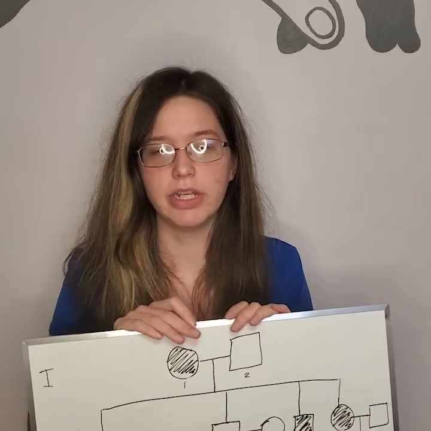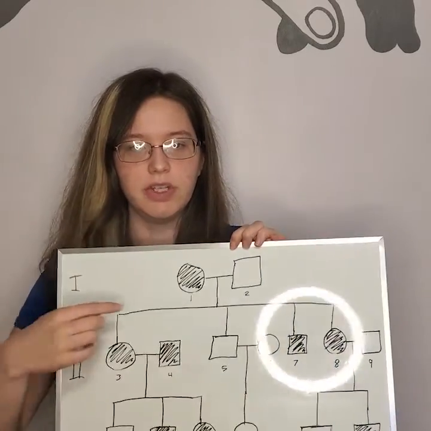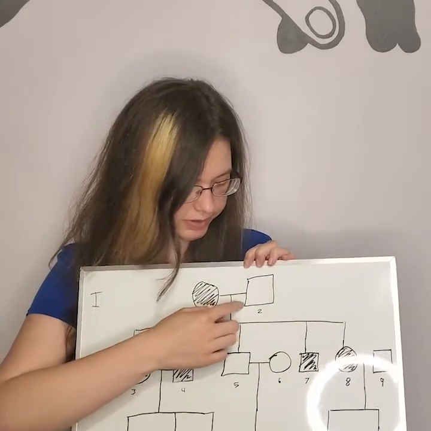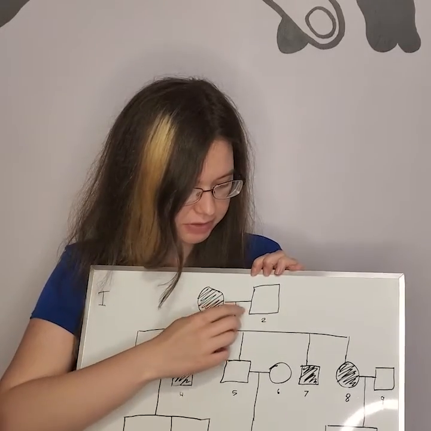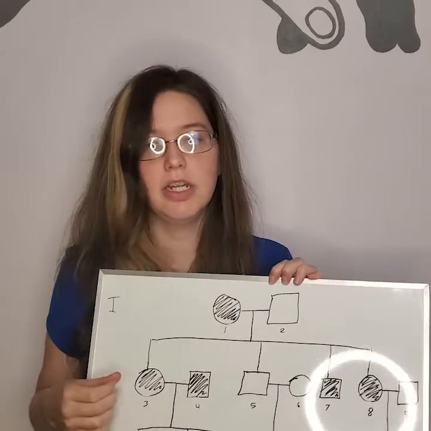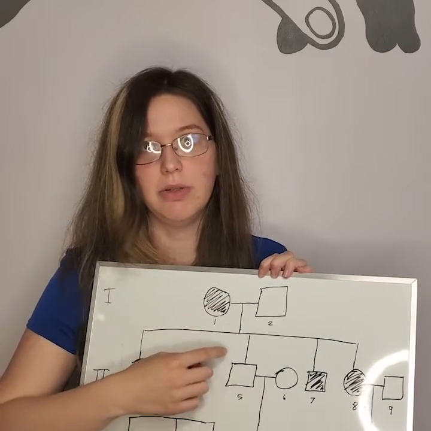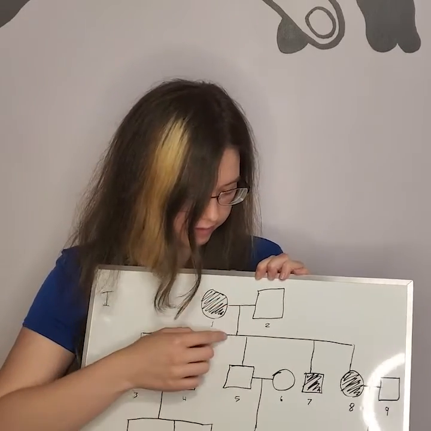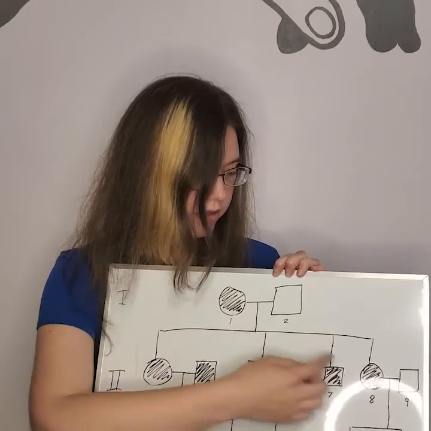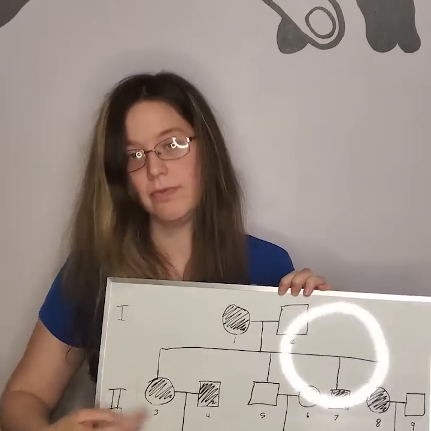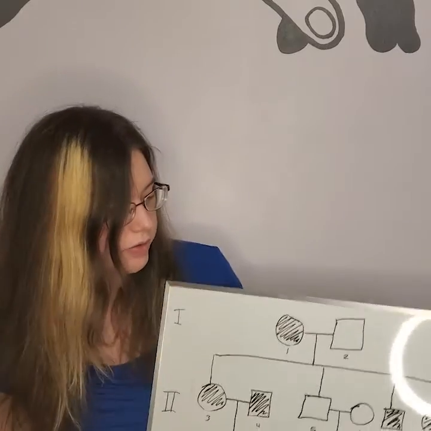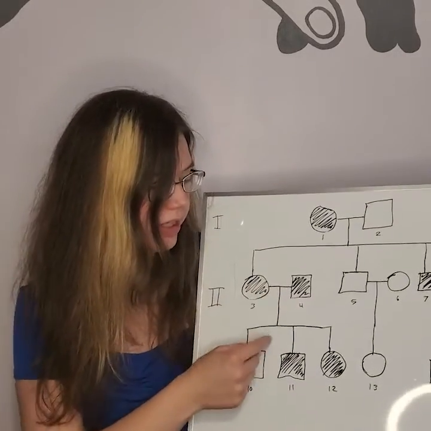A horizontal line connects the two individuals in a mating pair. So this male and female had offspring, and the vertical line down connects the mating pair to the offspring. So vertical line down, horizontal line across shows all the offspring. And then those offspring had their mates, and they had offspring.